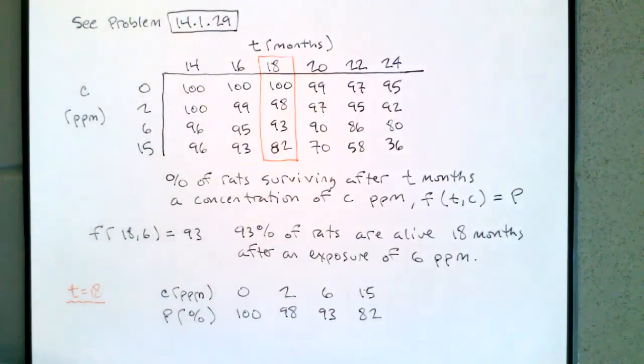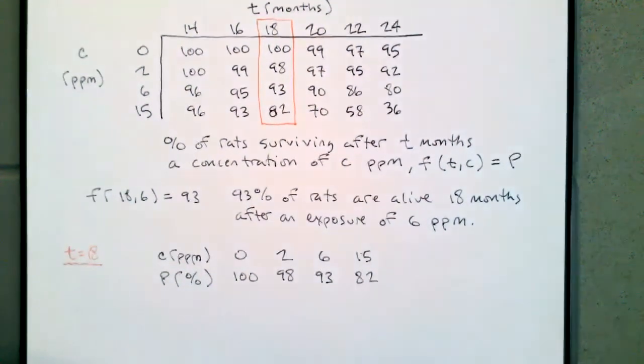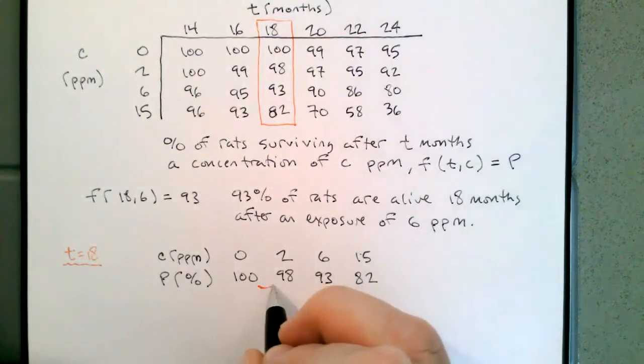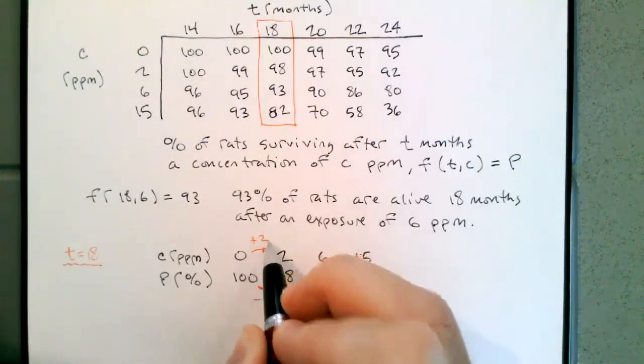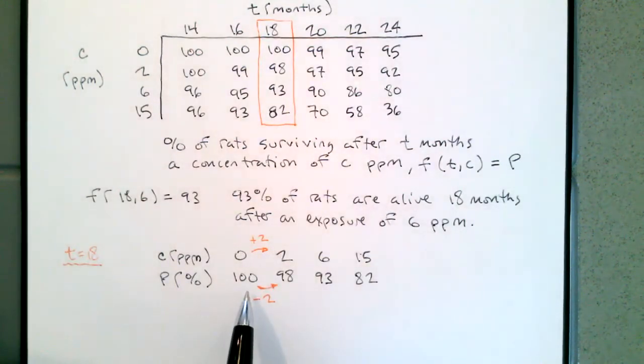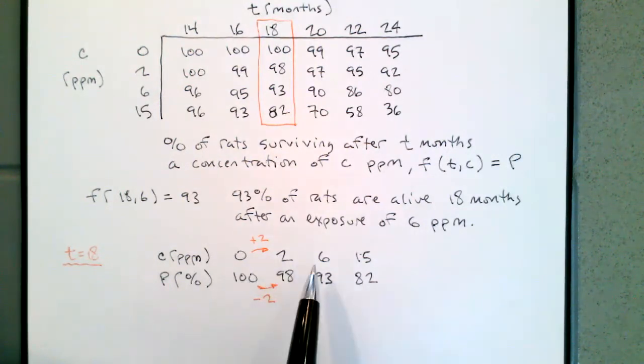So if we just look at this fixed value of t equals 18, we can look at how the percent changes with respect to the concentration in the same way that we always have. Look at the change, delta p over delta c. So here we have a decrease of 2 when C increases by 2. So at 0 concentration, it looks like the rate of change is -2 over 2.